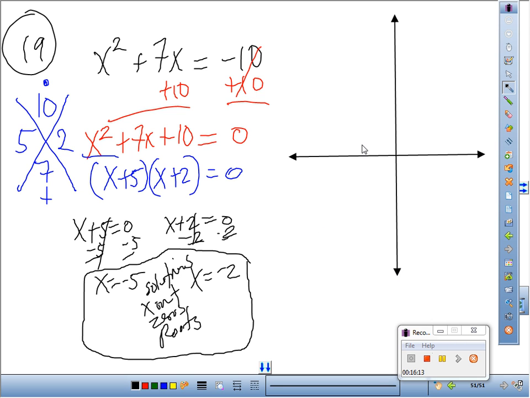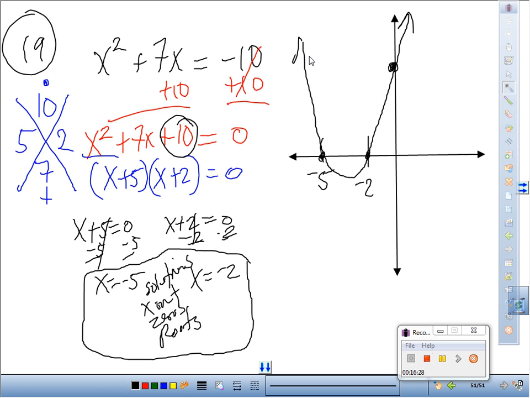Alright, so our x-intercepts are negative 2, negative 5, and my y-intercept is positive 10, which is right here. Hands up if you got that. Okay. Any questions with these? Piece of cake? Alright, let's go to number 21, and then we'll turn over to do some more practice from another source.